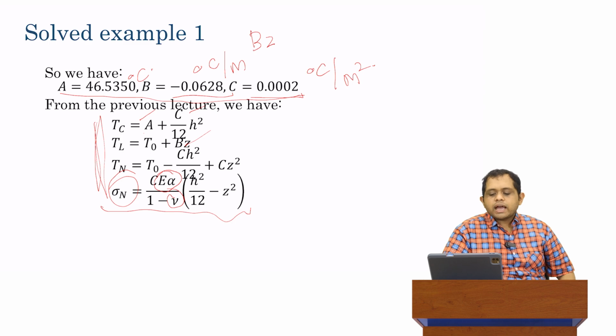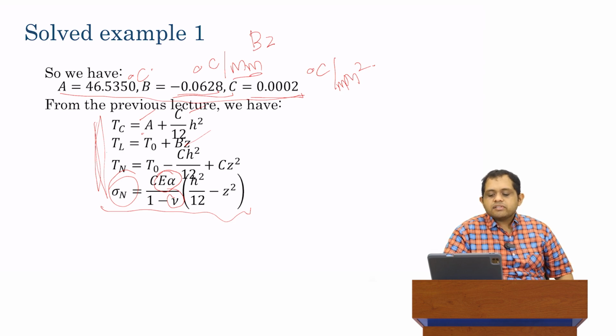Okay, so we had this calculation that TC is equal to A plus CH square over 12. You will note A is a constant, C is a constant, H is a constant. Also, one correction I should make, this B is degrees Celsius. I wrote degrees Celsius per meter, but we're actually fitting the curve to H. Z was from minus H over 2 to H over 2, and H was in millimeters. So this is degrees Celsius per millimeter, and C is degrees Celsius per square millimeter. Please make that correction in your notes, because we took our length units as millimeter.